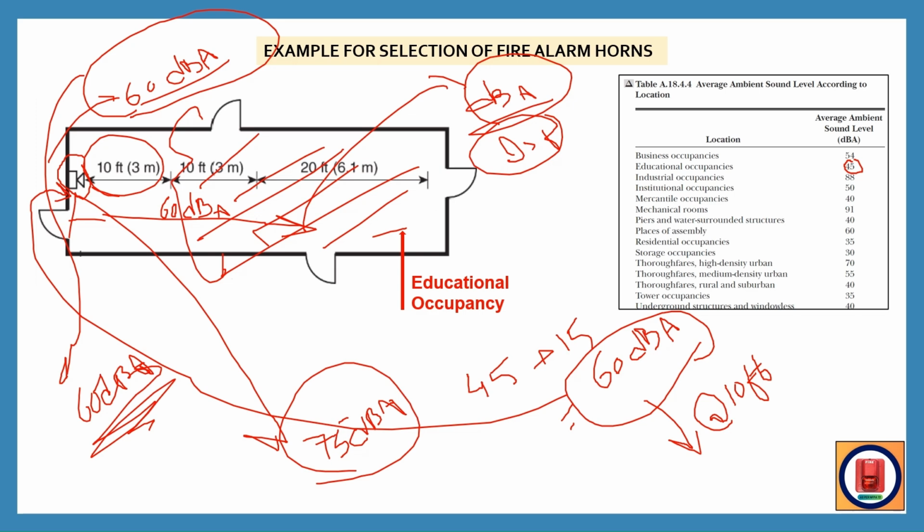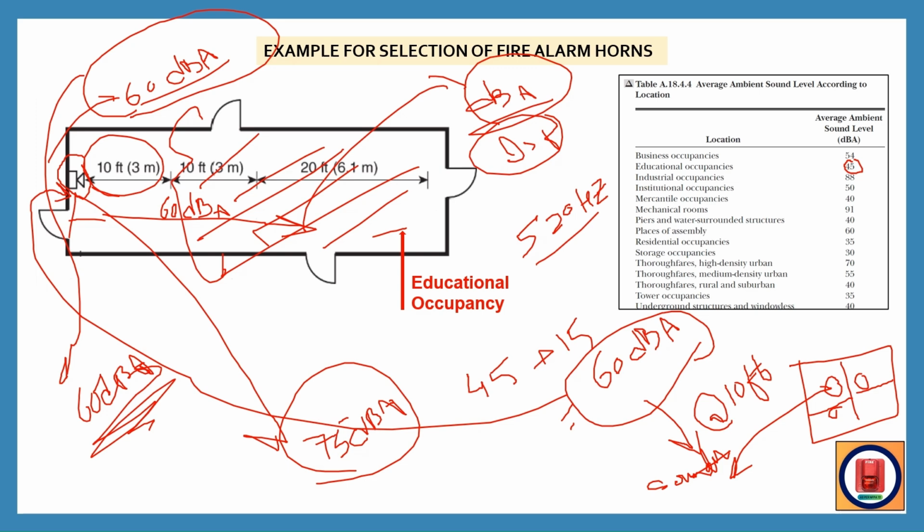So one more most important point, in areas where people may be sleeping, not educational occupancy, in sleeping areas, the sound should be at a low frequency of 520 Hz. This is an interview question as well. 520 Hz. So in sleeping areas, basically we will provide smoke detectors in each sleeping room. So these smoke detectors shall be provided with a sounder base which has low frequency of 520 Hz.